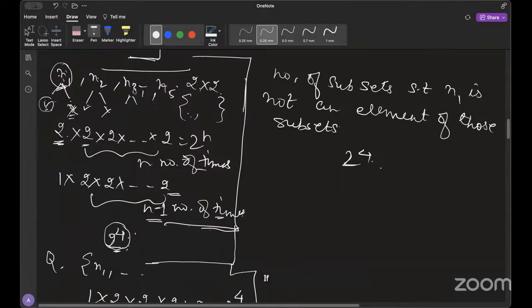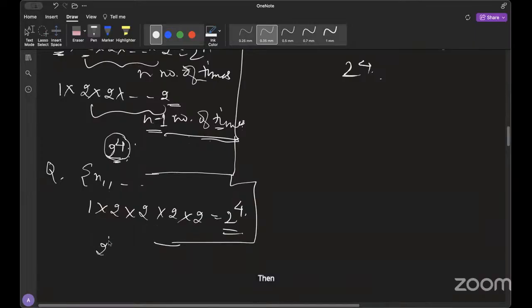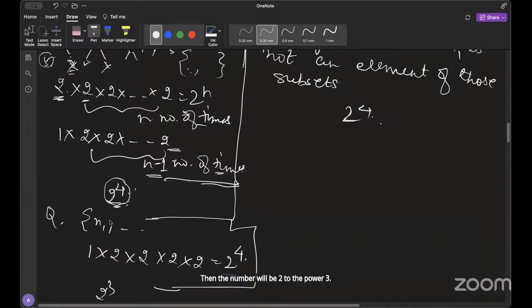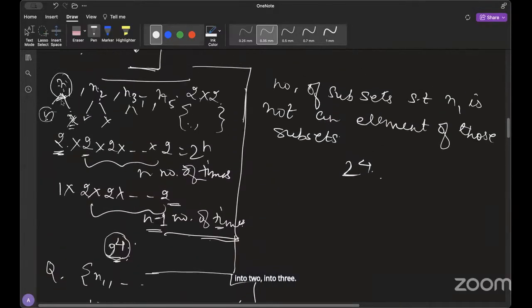If you restrict the choices for more than one element, let's just say you're certain that you have to keep n1 and you have to keep n2 as well, then the number will be 2 to the power 3. Because then you will have 1 into 1 into 2 into 2 into 2. Yes, the formula is 2 to the power n minus 1 if we fix one element, and if we fix two elements, then the formula is 2 to the power n minus 2.